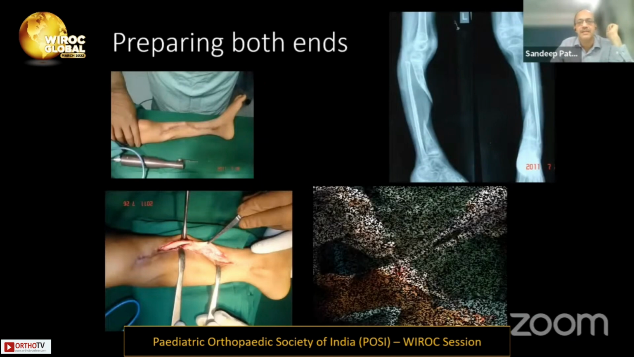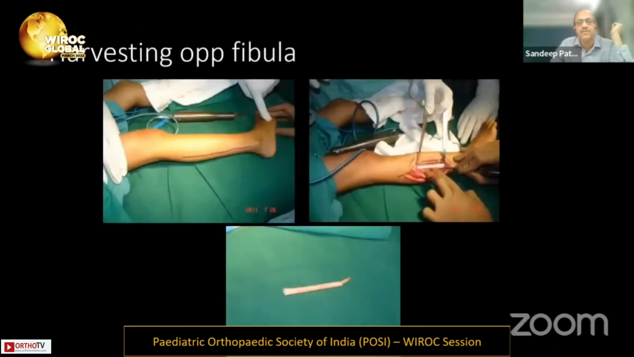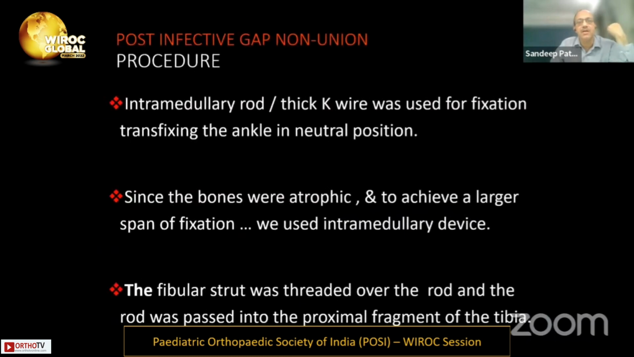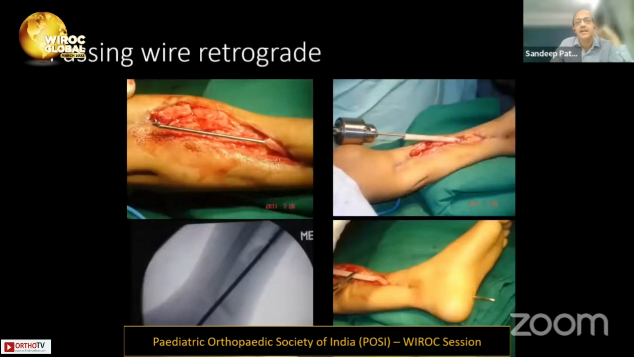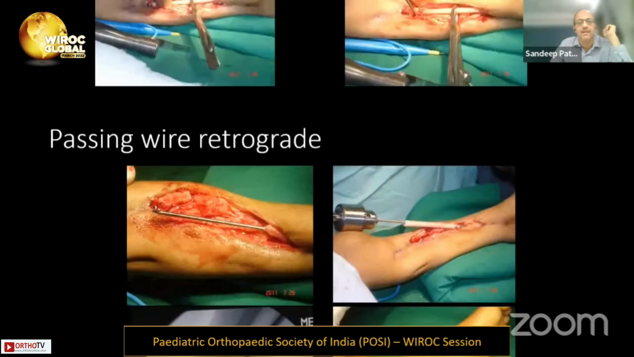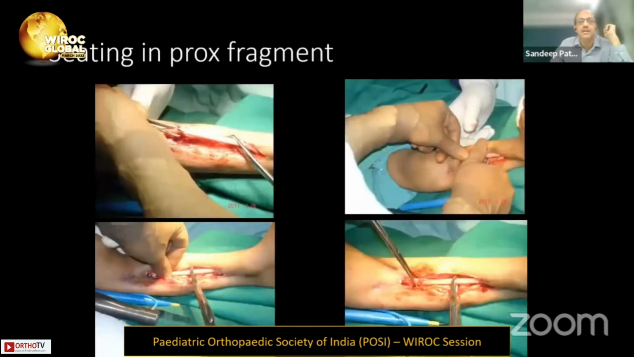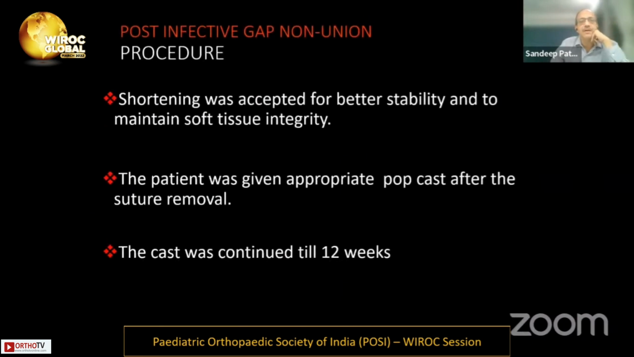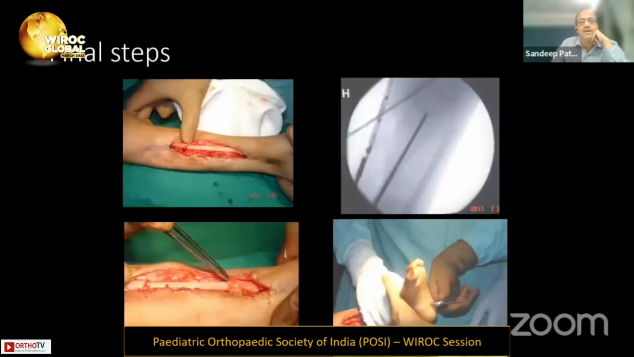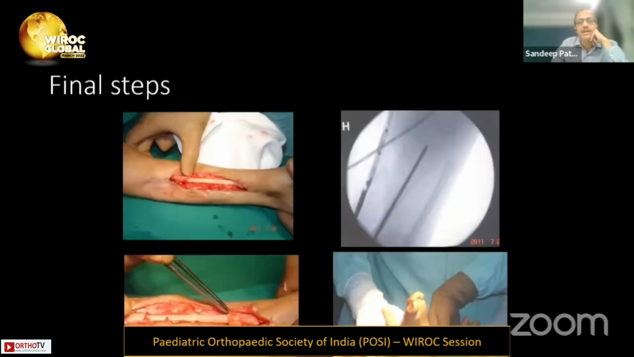You prepare both the ends, open the canals, then harvest the fibula, and then with a thick intramedullary rod or a K-wire which goes across the ankle and transfixes the graft snugly, you thread the strut over the wire, and then you pass it like that so that it holds the graft very snugly into the gap that is available. And then you seat it in the proximal fragment and push your K-wire or pin across. Shortening is usually accepted for better stability and bone contact, and then appropriate immobilization for at least 3 to 5 months is required.